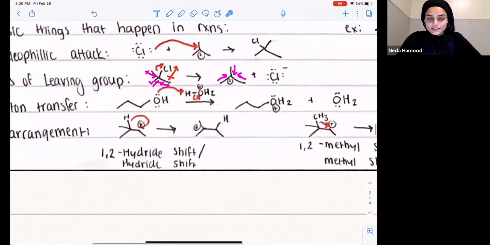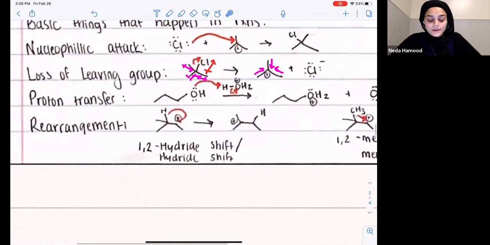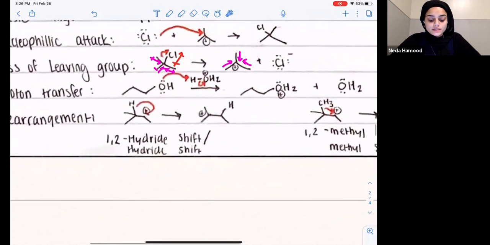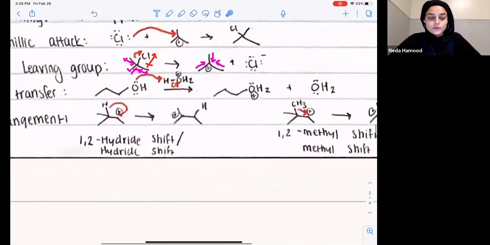So yeah, that is an example of a reaction. That's something that you see a lot in Orgo 2 during reactions in order to make OH leave. And then we have rearrangements, and we see this in... Who wants to tell me what kind of reactions?